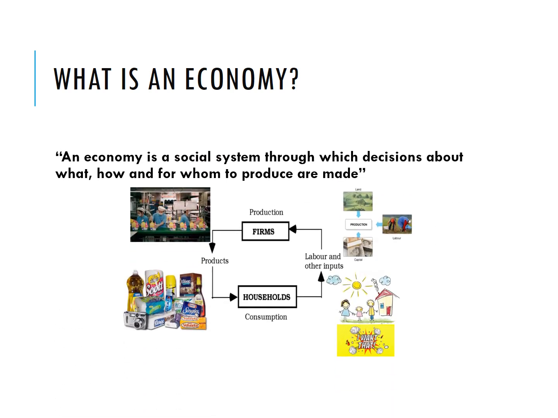What is an economy? An economy is a social system through which decisions about what, how and for whom to produce are made. So resources are turned by firms into products, goods and services that are wanted to consume by households. But who should be doing the allocation? How should this allocation be made?